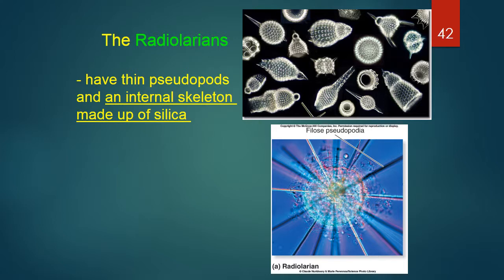Moving on into the radiolarians. We're passing the amoebas. Radiolarians have very thin pseudopods. They have an internal skeleton that's made up of silica. Silica should sound familiar to you, those glass-like products. And so the pseudopods come out through pores, and that's how, again, the radiolarians interact with their environment. So their internal skeletons are called tests.